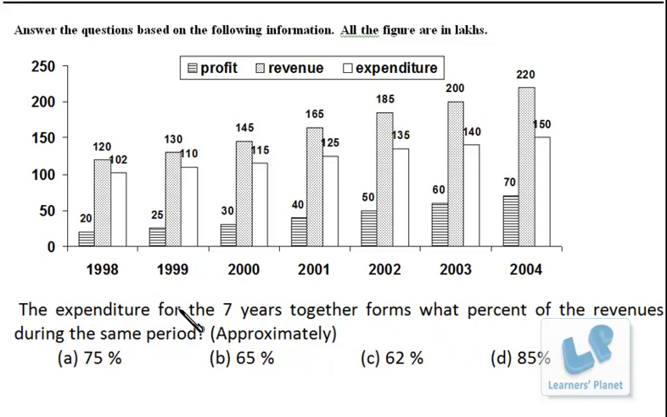Now, the next question is, the expenditure for the 7 years together forms what percent of the revenues during the same period? We have already added the revenues. That was 1165, right? Now we have to find out that expenditure is what percent of this revenue. So we have to add up the expenditure for all the years, right? Now expenditure is being shown by the third bar.